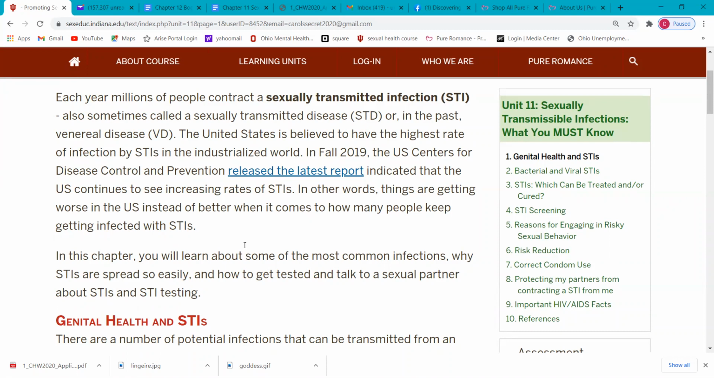In the fall of 2019, the U.S. Centers for Disease Control and Prevention released the latest report indicating that the U.S. continues to see increasing rates of STIs. In other words, things are getting worse in the U.S. instead of better when it comes to how many people keep getting infected with STIs.